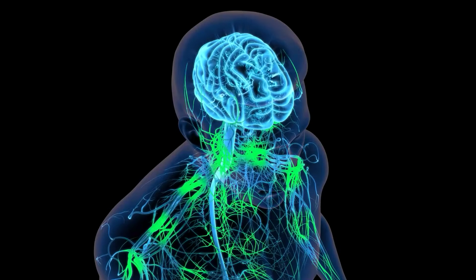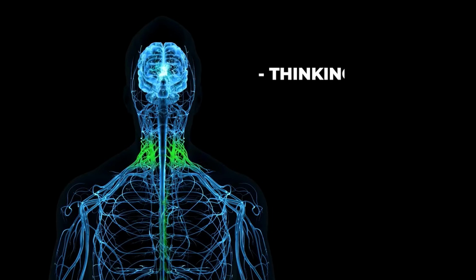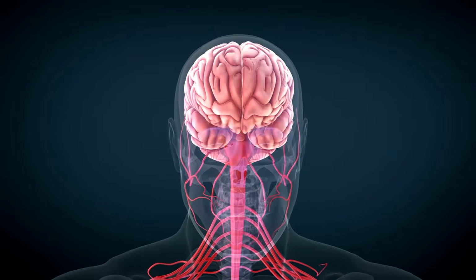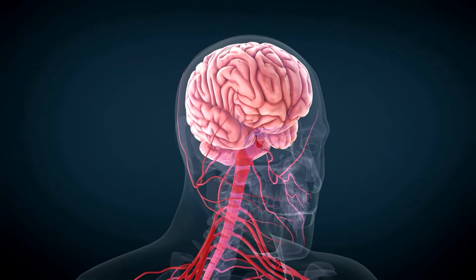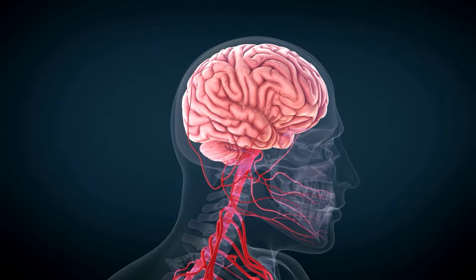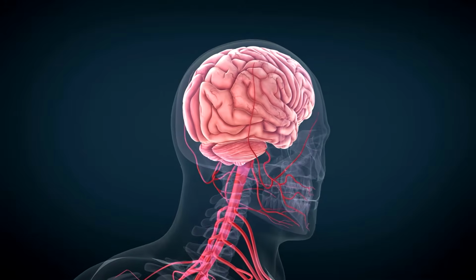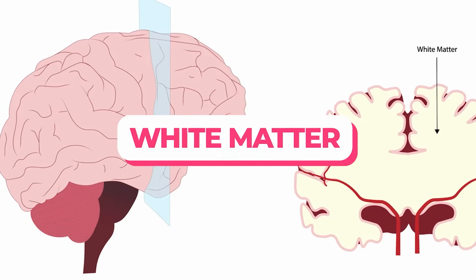It is densely packed with nerve cells and is responsible for higher cognitive functions, including thinking, perceiving, and producing and understanding language. The thickness and structure of the cerebral cortex can vary across individuals and has been associated with various cognitive abilities and personality traits. White matter.